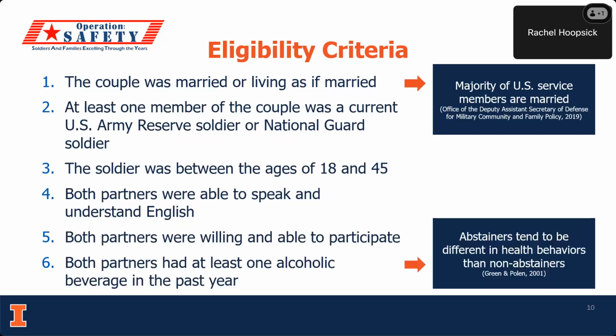And our final criterion for inclusion was that both partners needed to have at least one alcoholic beverage in the past year. And the reason for this inclusion criterion, first, was that this is a study focused on substance use, and we know that people who tend to abstain completely from alcohol tend to be also quite different in many other health behaviors than non-abstainers.